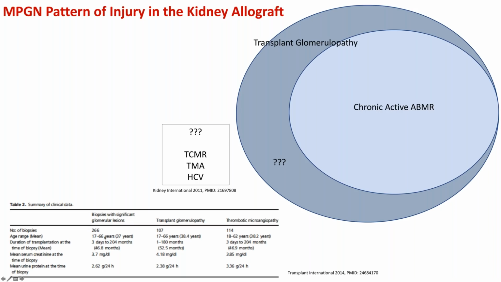But this is again a study from PGI, where they looked at 266 biopsies, and 107 were transplant glomerulopathy, and 114 were thrombotic microangiopathy. So when they looked at biopsies with significant glomerular lesions, they found a big proportion of patients with thrombotic microangiopathy.